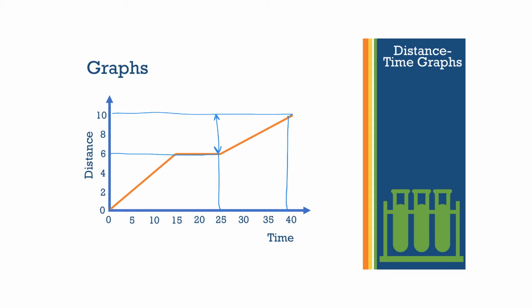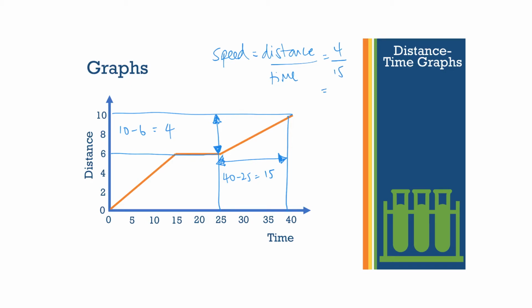So first of all, I need to see that it starts at 6 and ends at 10, and also it starts at 25 and ends at 40. So if we just do 10 minus 6, that gives us 4, and then if we do 40 minus 25, that gives us 15. So back to the equation. Speed equals distance divided by time. So we know that it has travelled 4 meters, and we know the time taken is 15 seconds. And then 4 divided by 15 in a calculator gives you 0.27, and then the units would be meters per second.